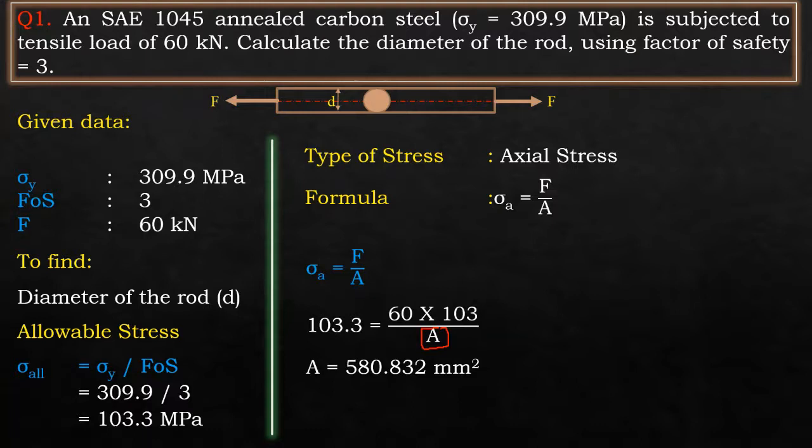So we have got this area as 580.832 mm square. After finding this area, we'll be using the area of a circle as pi d square by 4. Once we get this area of the circle, substitute the value of A in this equation to determine the value of diameter. So for this numerical, the diameter obtained is 27.194 mm.